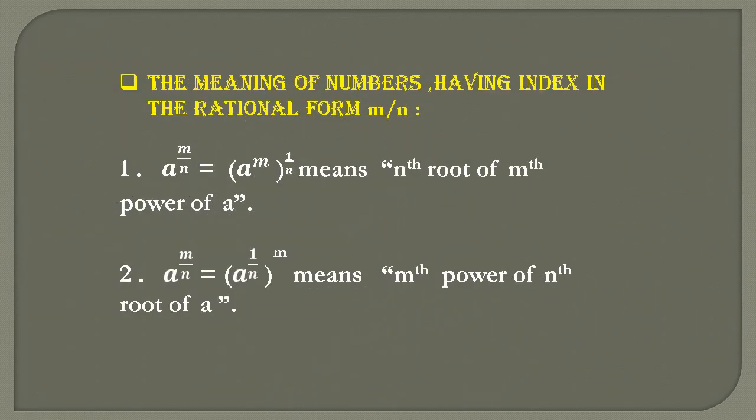The meaning of numbers having index in the rational form m by n. First, a raised to m by n means the nth root of the mth power of a. Second, a raised to m by n means the mth power of the nth root of a.